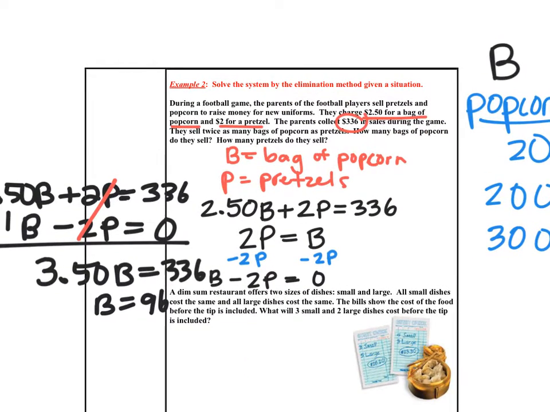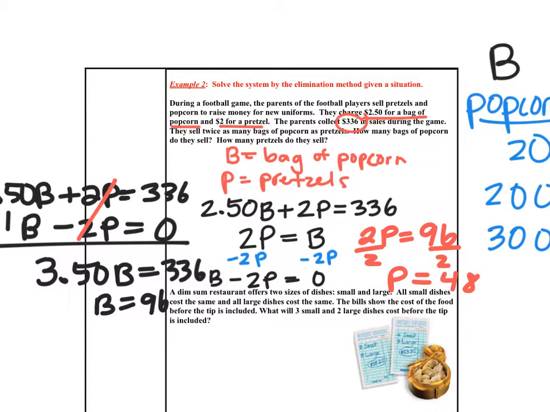So I'm going to put 2P is equal to 96. Divide by 2. P is 48. Yeah, I apologize, my work looks extremely chaotic.